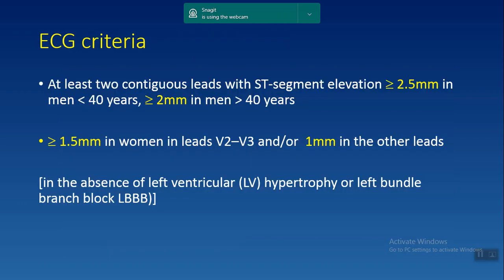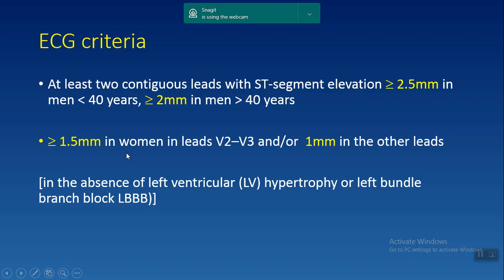There are some ECG criteria upon which we diagnose acute ST segment elevation myocardial infarction. These are the ECG criteria that include at least 2 contiguous leads with ST segment elevation of more than 2.5 millimeter in men less than 40 years, and ST segment elevation of more than 2 millimeter in men above 40 years.